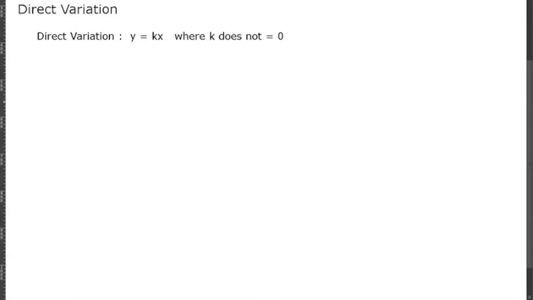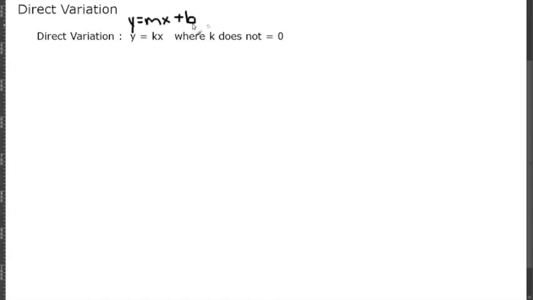In this video, I am going to explain direct variation with a slope. Direct variation is in the form of y equals kx, where k does not equal 0. Looking at this formula, you might recognize y equals mx plus b. And that was the slope-intercept formula that I went over in the pre-algebra lessons.